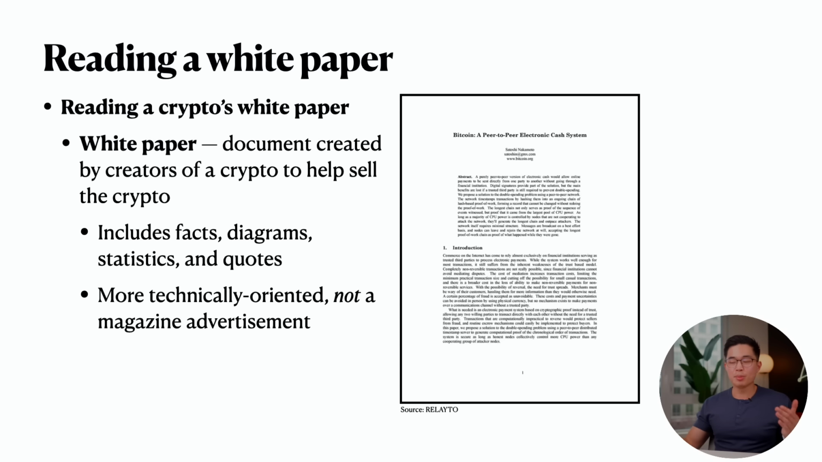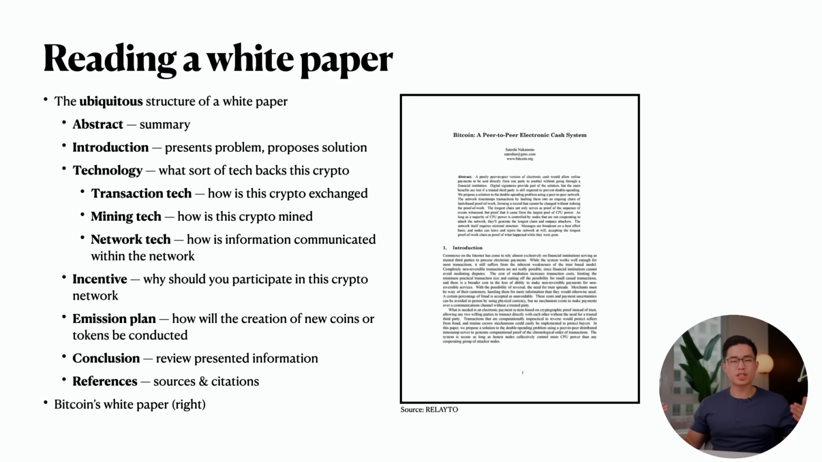Another thing that a lot of people actually skip is reading the white paper. So a crypto's white paper is a document that's created by the creators of that crypto, and it helps to sell it. It's going to include facts about the crypto, any diagrams, statistics, and quotes. It's more technically oriented, and that's why a lot of people won't actually read the white paper. So here's the general structure of a coin's white paper.